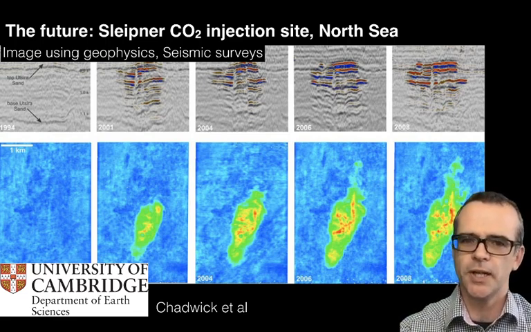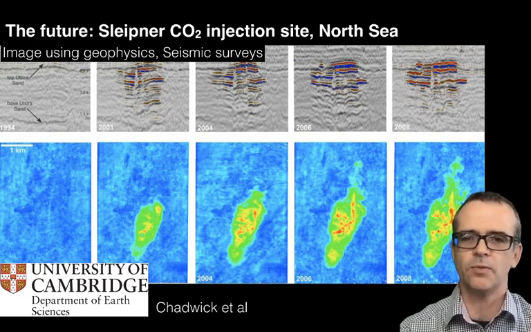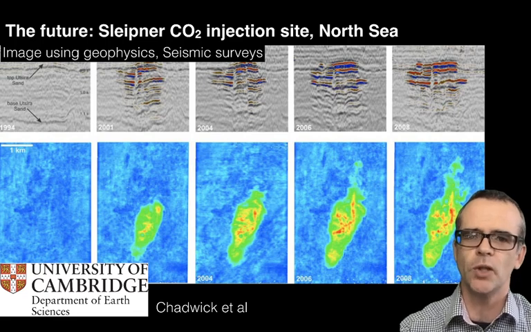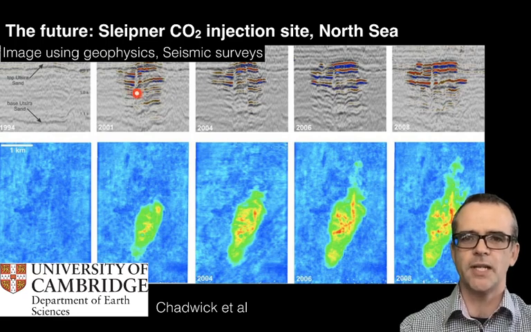So one of the things we're trying to do, and one of the things that Earth scientists are absolutely implicitly involved in, is trying to get carbon dioxide out of the atmosphere. This is an example from the North Sea, where we've been pumping carbon dioxide into a disused oil well since 1994. And these are seismic reflection surveys showing how that carbon dioxide has accumulated.